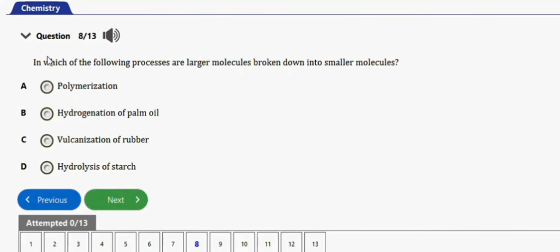It says, in which of the following processes are larger molecules broken down into smaller molecules? We have polymerization, hydrogenation of palm oil, vulcanization of rubber, hydrolysis of starch. The right answer is option D, which is hydrolysis of starch. Very important. The next question will be this one.